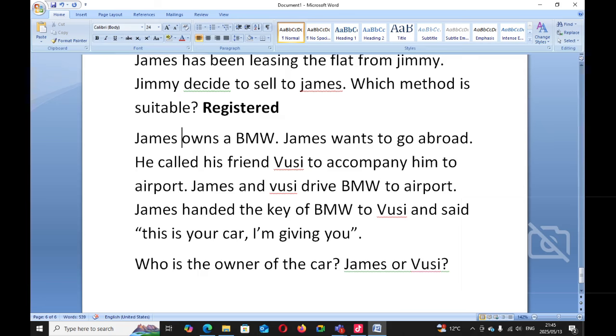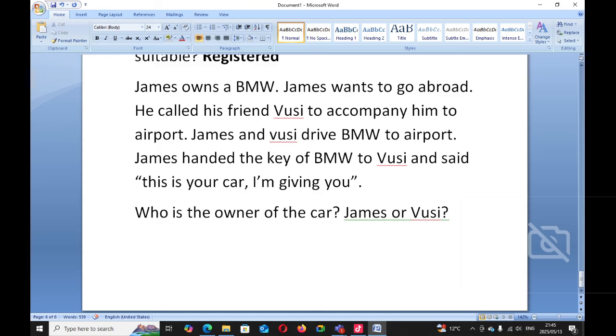I think it's James. James remained the owner. There is no written agreement between the two, and James can even come back and claim the car back, since there's no written agreement that both can show that James really gave him the car. Yes, you are right.